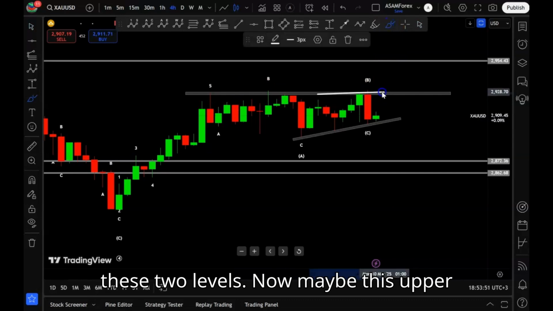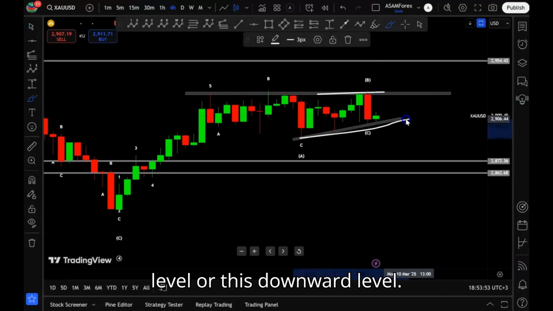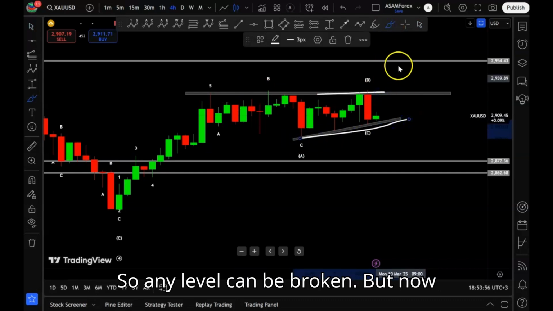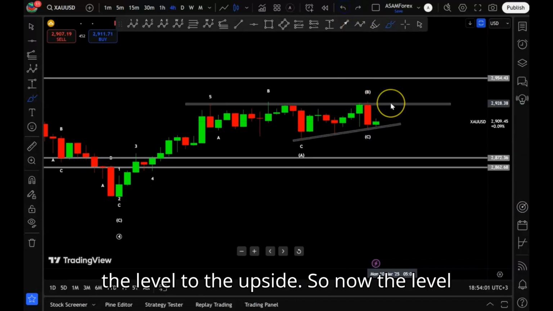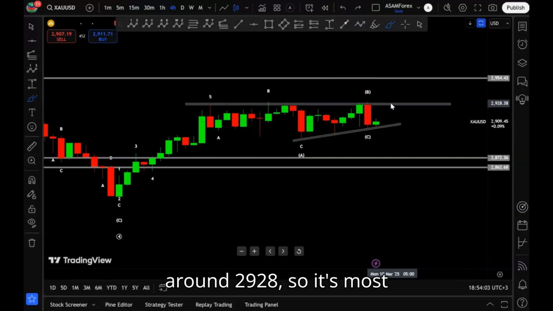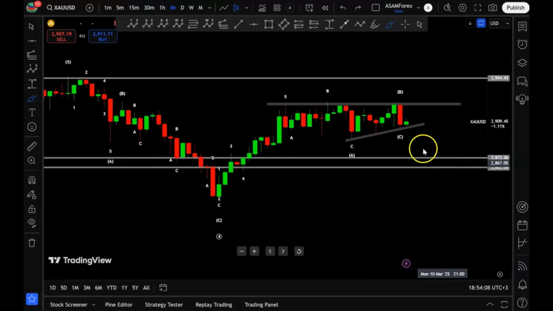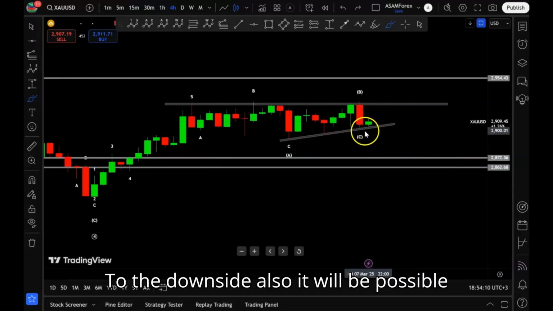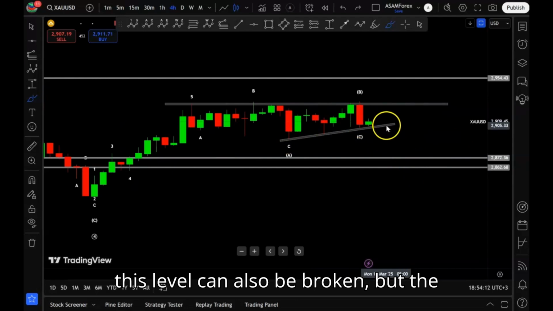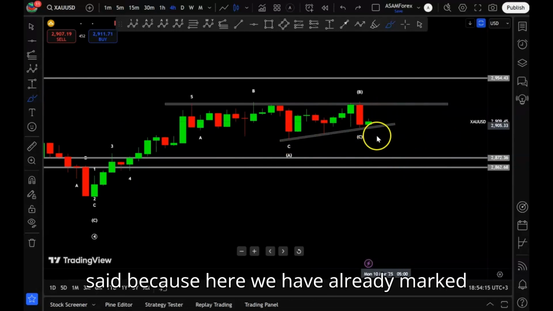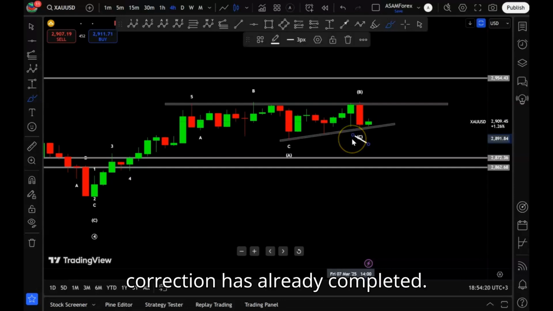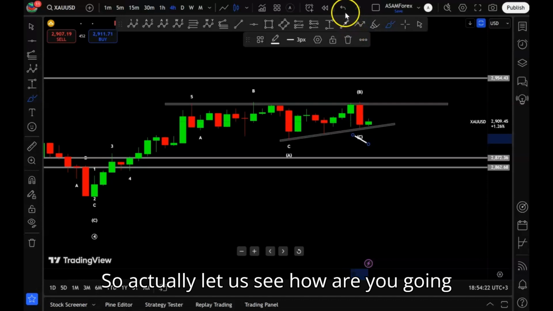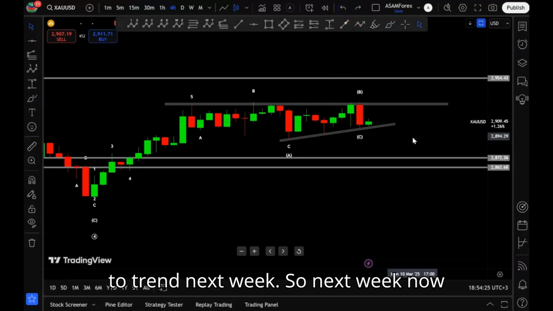Maybe this upper level or this downward level, so any level can be broken, but there is a high chance for price to break the level to the upside. The level around 29.28 is most likely to be broken. To the downside it is also possible this level can be broken, but the greater chances are to the upside, as I've said, because here we have already marked this as wave C, so we expect the correction has already completed.